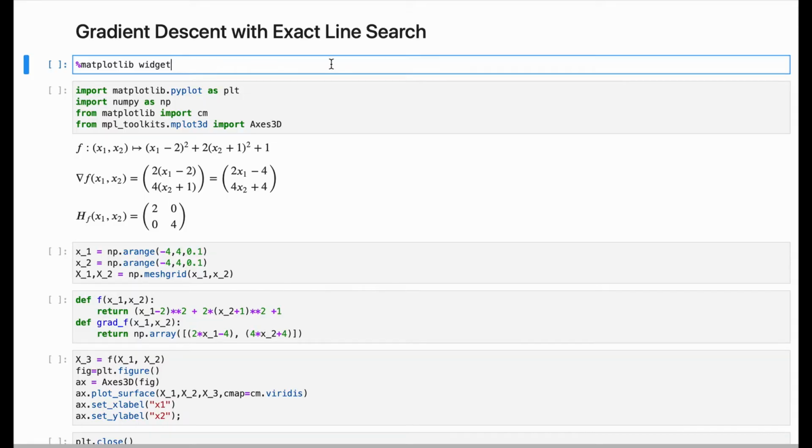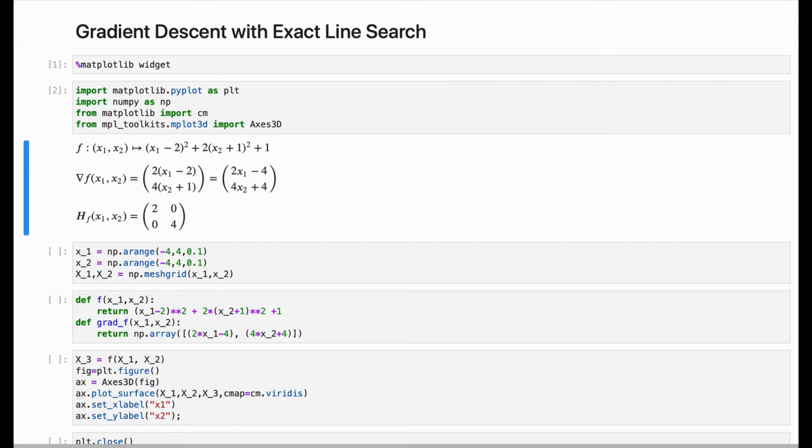So we're going to demonstrate this here today using some Python code, specifically to make some plots so that you can see what actually happens here. The code itself is not that important. We'll have a look at functions. This function here, f of x1, x2 equals (x1 minus 2) squared plus 2(x2 plus 1) squared plus 1. That's the function that we want to minimize.